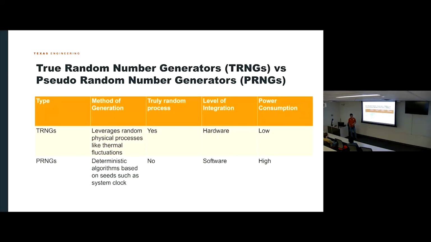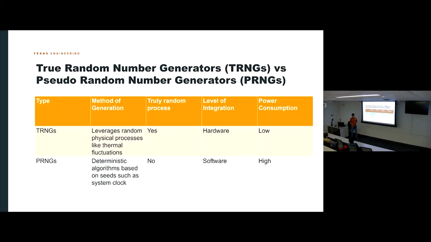Now, to go on to the difference between true random number generators and pseudo random number generators. Whenever you're coding, pseudo random number generators, for example in Python, when you ask for a random number, it's typically deterministic, based on a seed. A seed such as a clock.